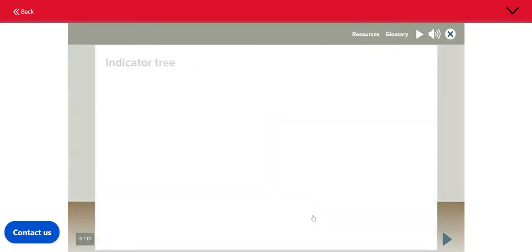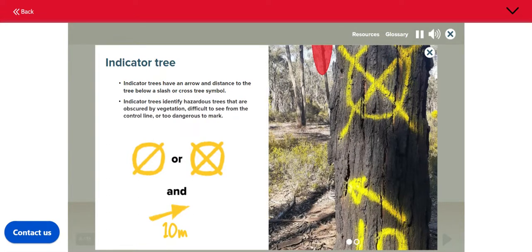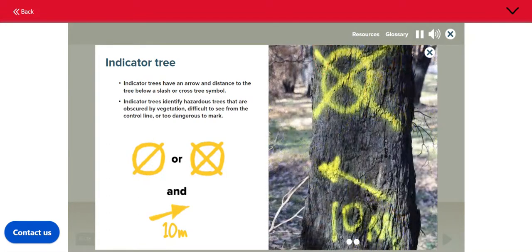Indicator trees have an arrow and distance to the tree below a slash or cross tree symbol. Indicator trees identify hazardous trees that are obscured by vegetation, difficult to see from the control line, or too dangerous to mark.